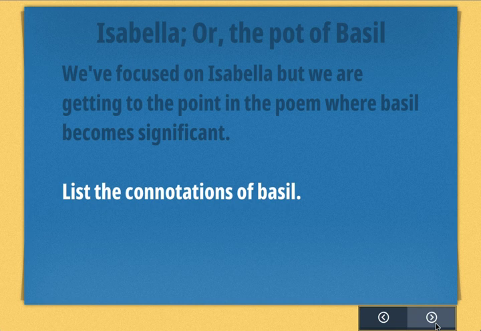So the first thing that I want you to do is list the connotations of Basil. You might need to get your phones out or get online and do a little bit of a search about Basil as well and find out a bit more. So start with what you know and what you associate with Basil, and then take it from there, okay? And when you're ready, come back and we'll talk about it together, okay?